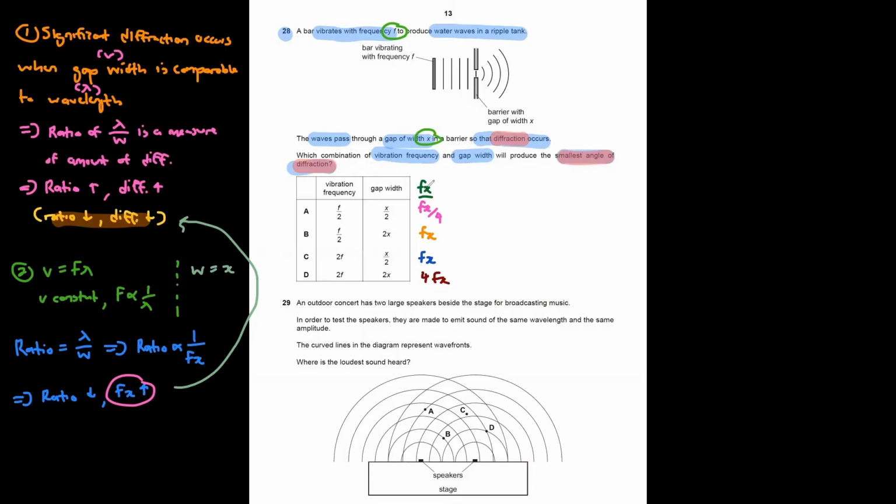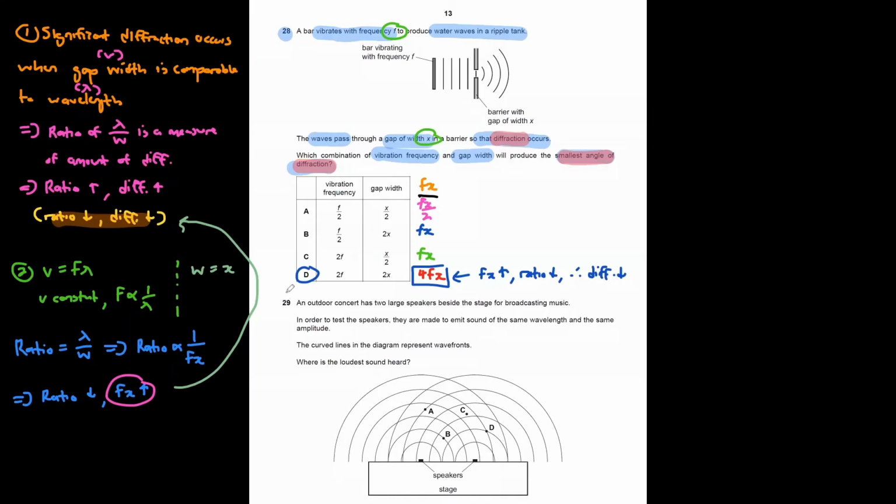We want to look at the value of fX which is the largest. So it should be this one. This one, where fX is the largest, will give us the smallest ratio. Therefore, our diffraction will be the least. The answer is supposed to be D.